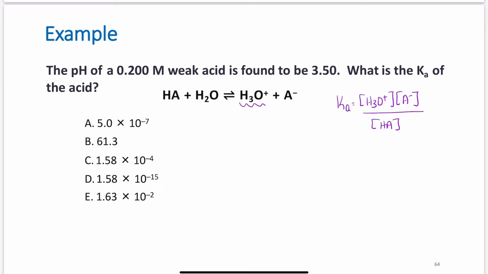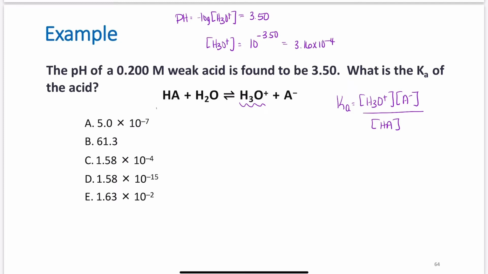I'm told that the pH of the solution is 3.50. That means that I can find the hydronium concentration because I know that pH is equal to the negative log of the hydronium concentration. And this equals 3.50, which means my hydronium concentration is equal to 10 raised to the negative 3.50, which is 3.16 times 10 to the minus 4.